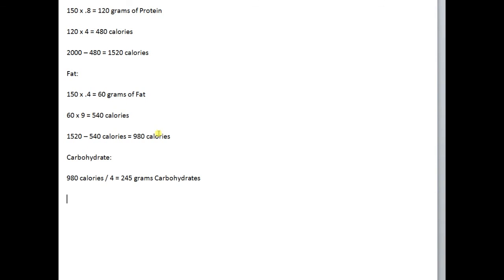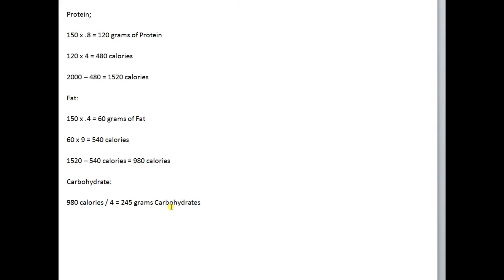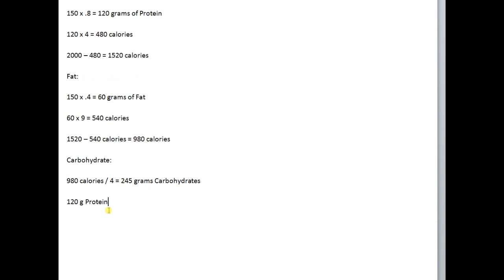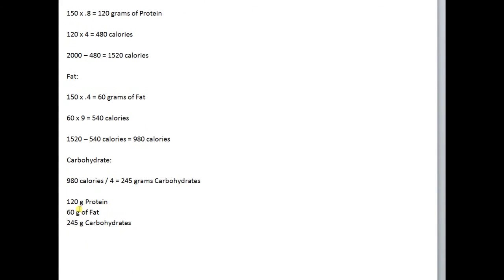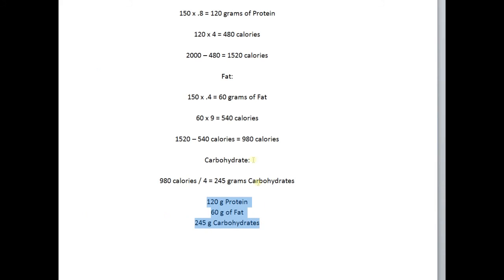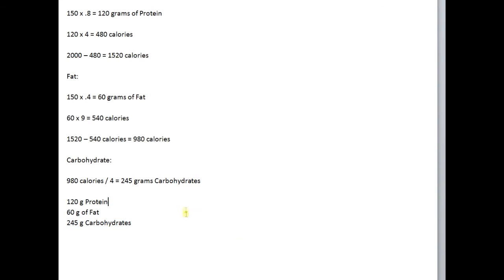Alright, so to clear this up, this person needs 120 grams of protein. Oh, and 60 grams of fat. And carbohydrates, we are left with, as we just figured out, 245 grams of carbohydrates. Now that will end up adding up to 2,000 calories as we started out here. So we changed this 2,000 calories and broke it down into 3 numbers. As you can tell, this is a rough edit.